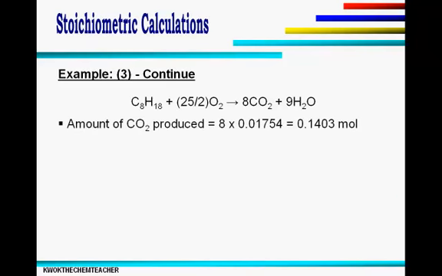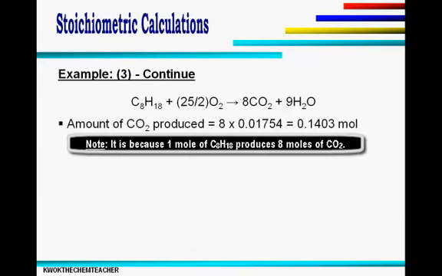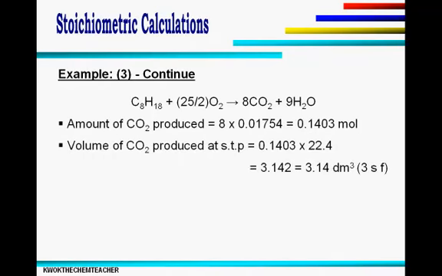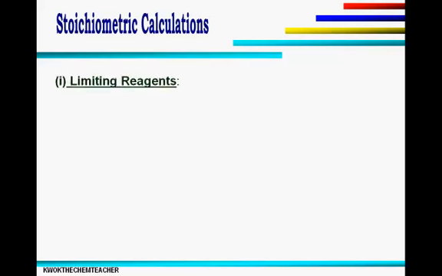We can also find out the amount of carbon dioxide being produced because we are able to find out the amount of isooctane used. So 8 multiplied by 0.01754 will give me 0.1403. Hence, we are able to calculate the volume of carbon dioxide produced at standard temperature and pressure, which will be the number of moles of carbon dioxide produced multiplied by the molar volume at standard temperature conditions, which is 22.4. That will give me 3.142, or rounded off to 3.14 dm cubed in 3 significant figures.